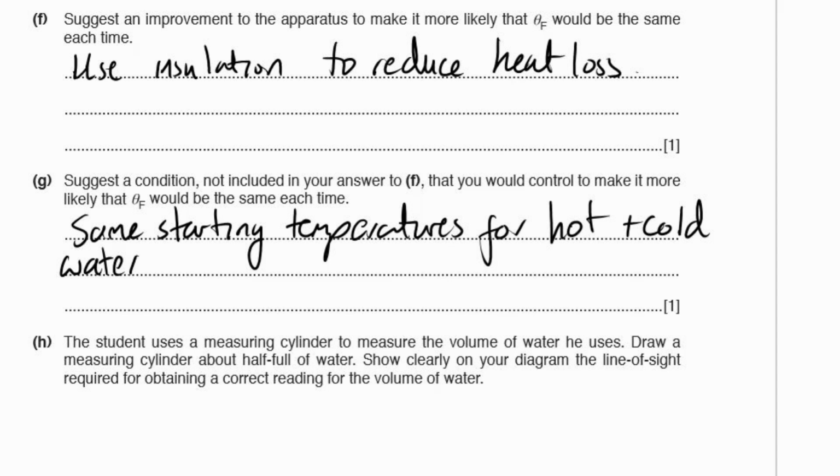H. The student uses a measuring cylinder to show the volume of water he uses. Draw a measuring cylinder about half full of water. Show clearly on your diagram the line of sight required for obtaining a correct reading for the volume of water. Okay.